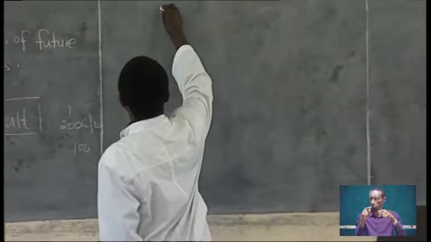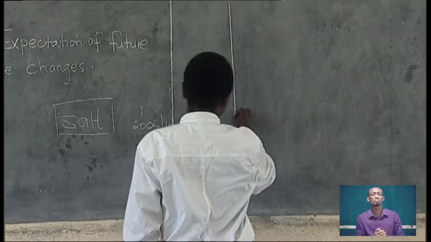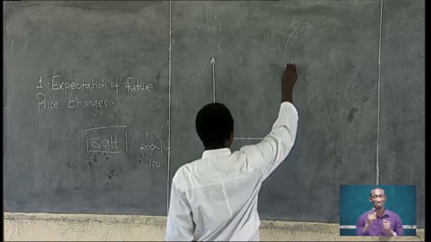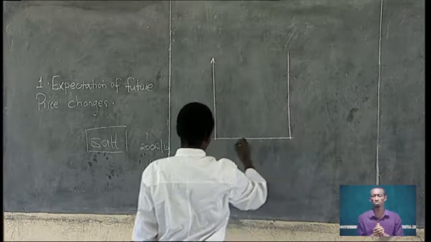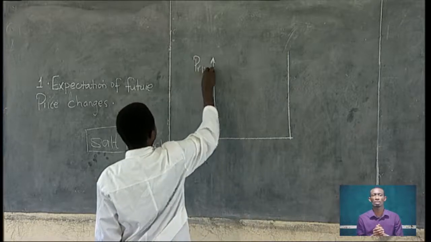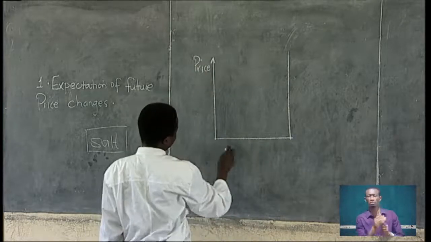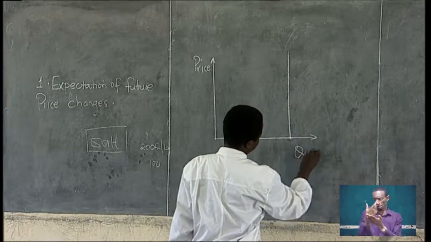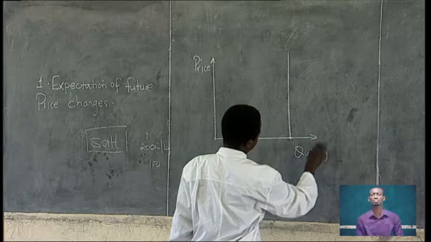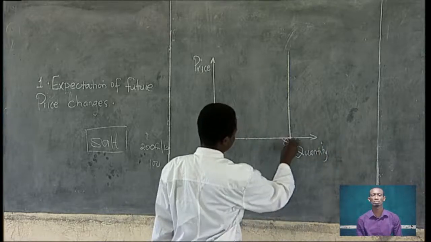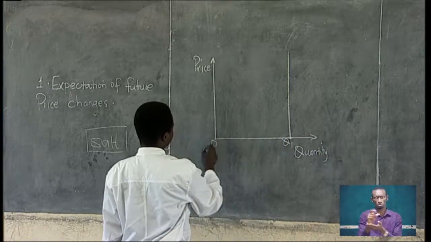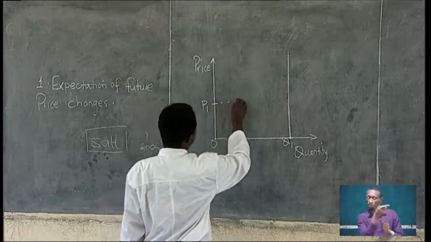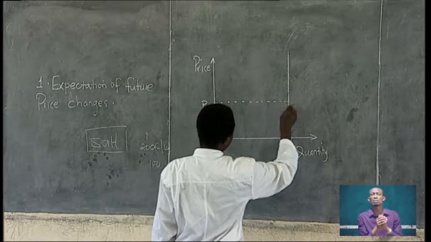For example, let us try to illustrate it here. So if this is our price, and this is our quantity demanded, maybe quantity demanded Q1. So if at price P1, the quantity demanded was Q1.